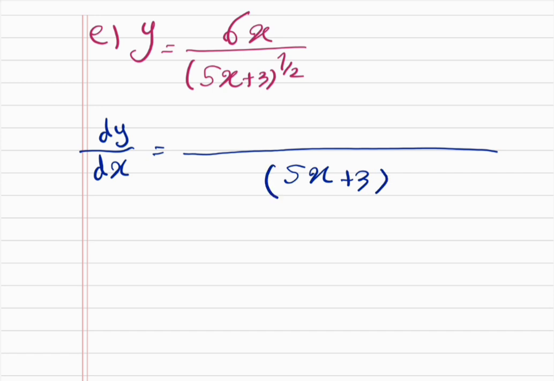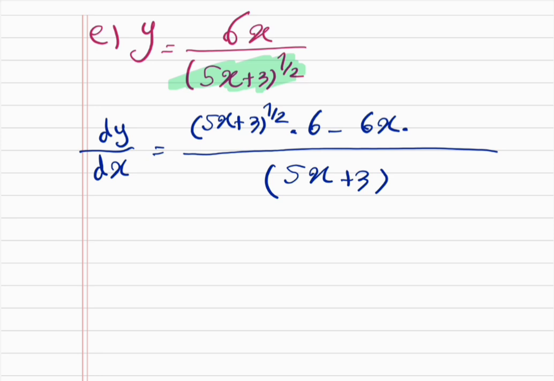So for the numerator, start by writing down the function in the denominator times the derivative of the numerator function, 6x. The derivative of that is just 6. Minus, this time write down the numerator function times the derivative of the denominator function. So in the denominator we have 5x plus 3 to the power of a half.